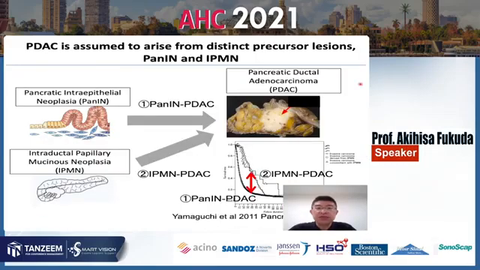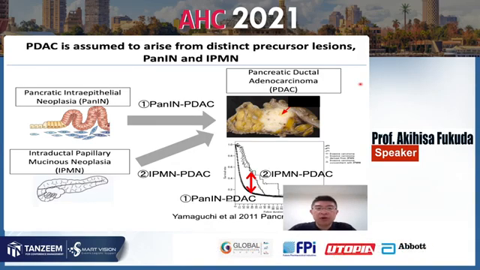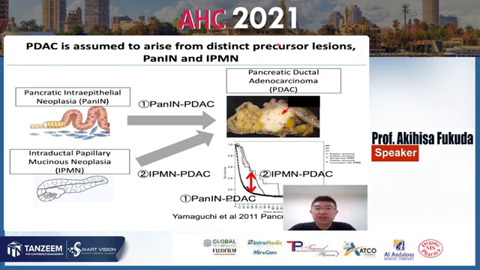PDAC mainly arises from two premalignant lesions, PanIN and IPMN. PanIN is a microscopic lesion. The majority of PDAC arises from PanIN, and they have poor prognosis. In contrast, IPMN is a macroscopic cystic lesion, and IPMN-derived PDAC has relatively better prognosis for survival.